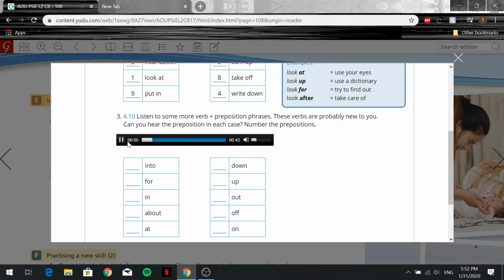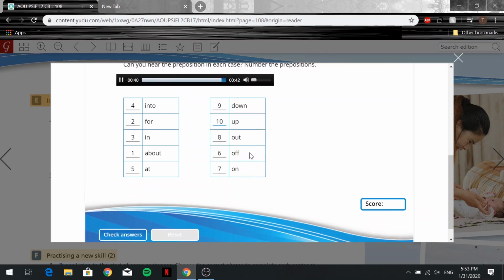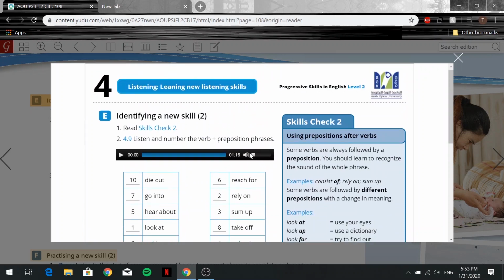1. Come about. 2. Act for. 3. Box in. 4. Look into. 5. Fly at. 6. Put off. 7. Let on. 8. Work out. 9. Climb down. 10. Set up.